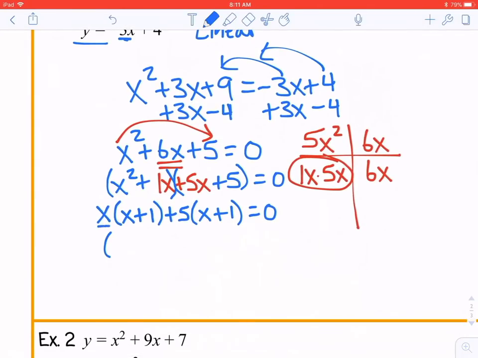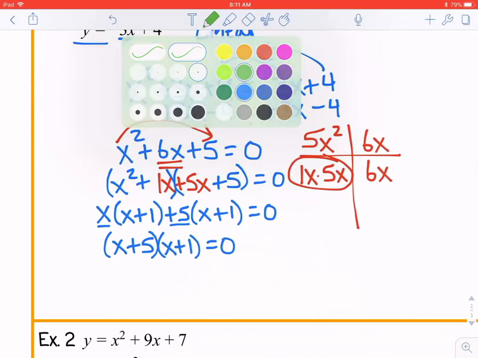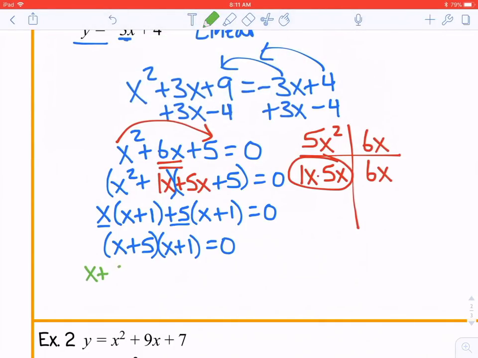Then let's put together the GCFs. So x plus 5 goes together, and our matching factor of x plus 1 is our other factor. Then we set those equal to 0 because we're solving by factoring. So x plus 5 equals 0 and x plus 1 equals 0. If we subtract 5, we get x equals negative 5, and if we subtract 1, we get x equals negative 1.